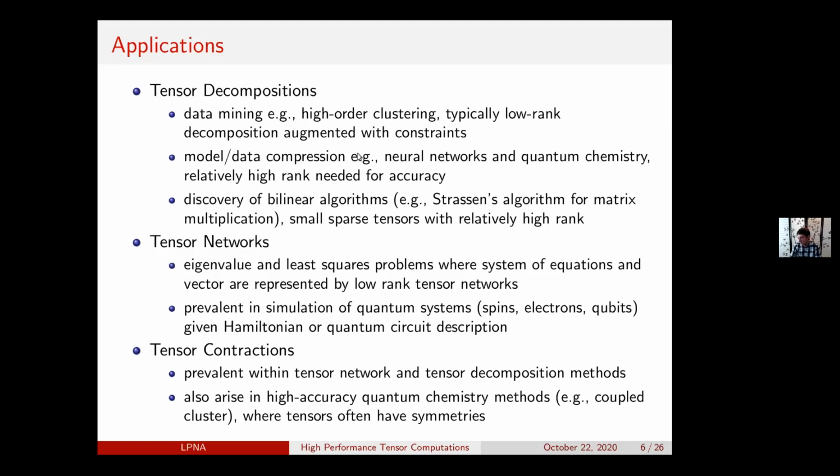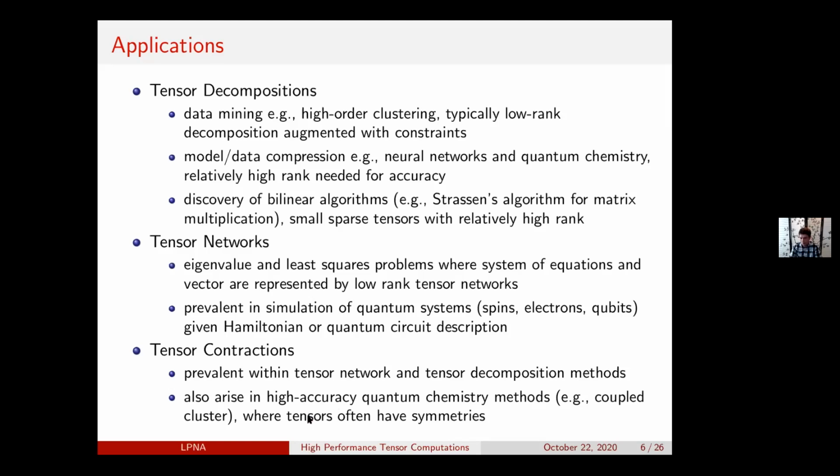of all prevalent within these subspheres of methods, but they also are important in their own right. So there are methods in quantum chemistry, such as coupled cluster, which essentially consist of hundreds or tons of contractions of higher order tensors. And the contractions come in all types of flavors. And so optimizing those is an open and important problem in that domain.